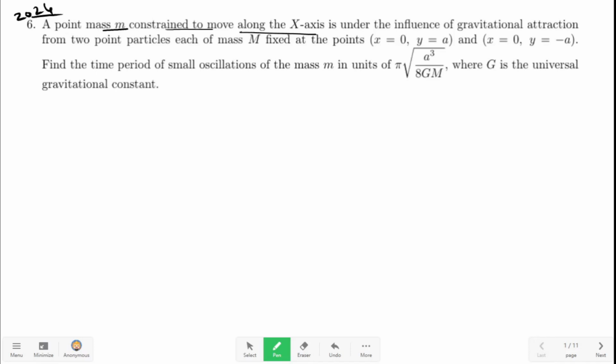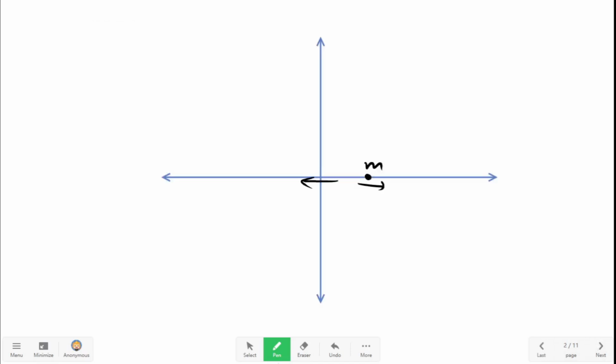And it is under the influence of gravitational attraction from 2 point particles, each of mass capital M, fixed at the points x equal to 0, y equal to a, and x equal to 0, y equal to minus a. So there are 2 particles, both of mass M. One is located at x equal to 0, y equal to a. Another one is located at x equal to 0, y equal to minus a.